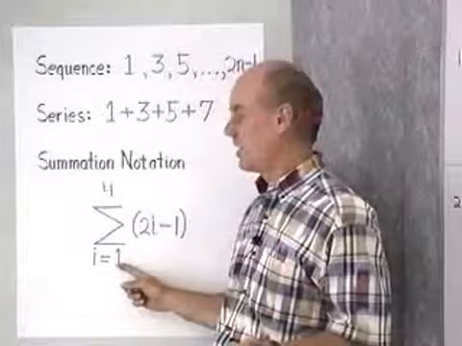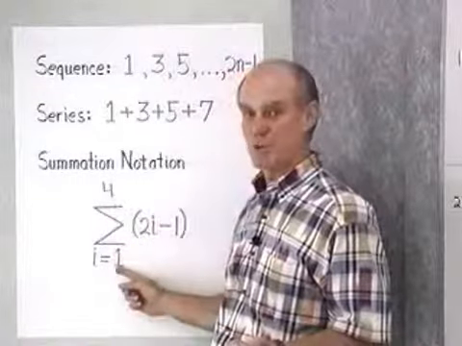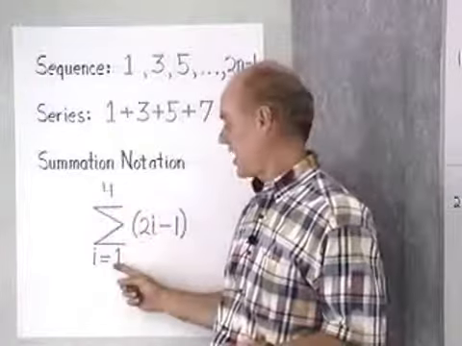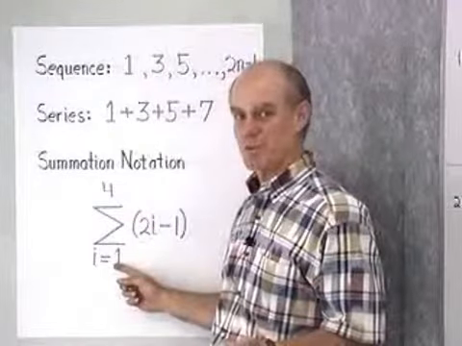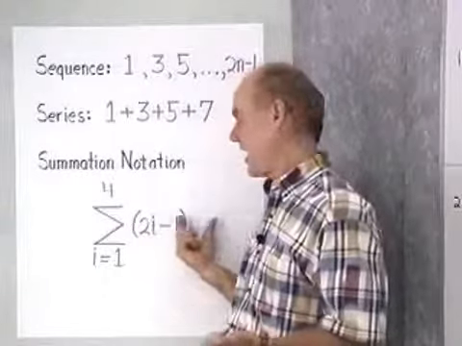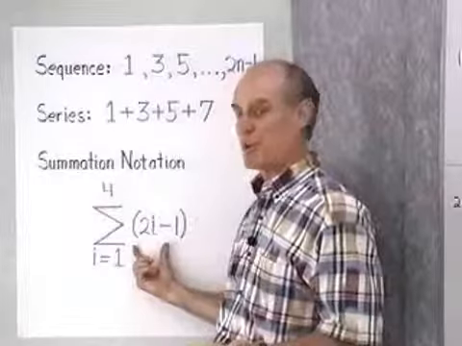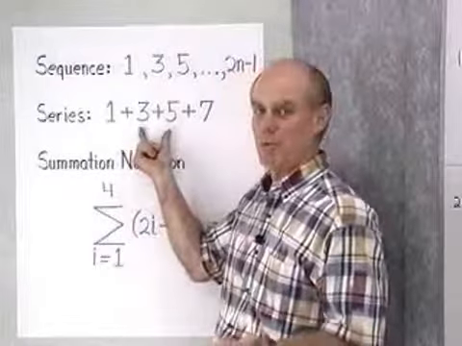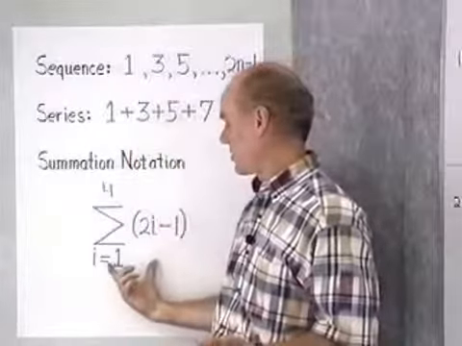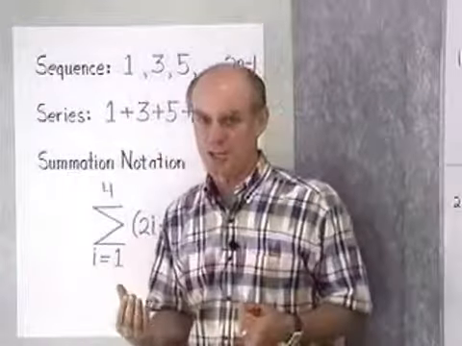Starting with i equal 1, going up to and including i equal 4, and catching every integer between this one and this one. So it's i equal 1, i equal 2, i equal 3, i equal 4 into this expression right here, and I add each of the terms together that I get. So this notation right here is shorthand notation for this sum, 1 plus 3 plus 5 plus 7. So this is sigma notation or summation notation, and it's used to represent a series.